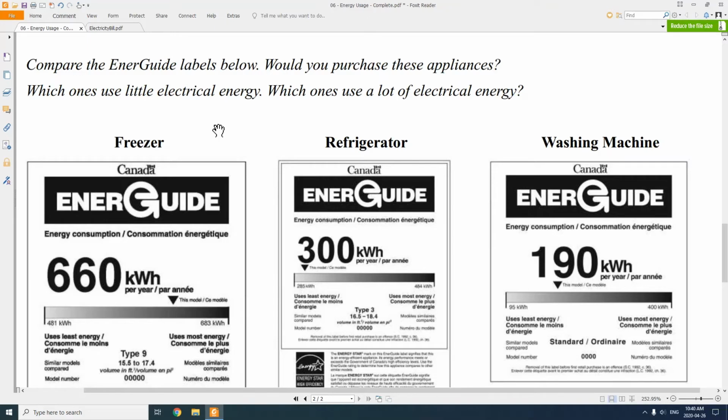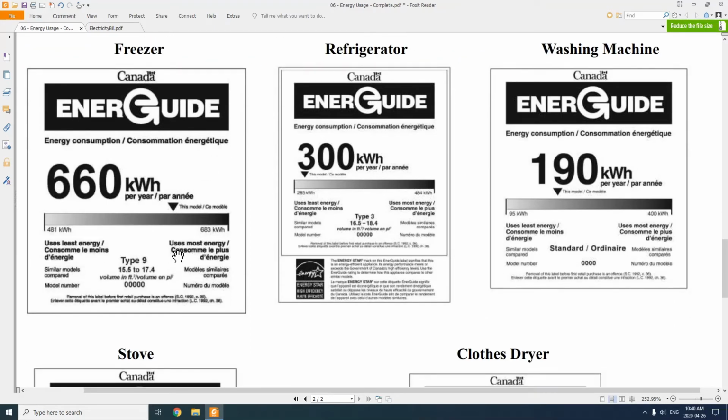All right, so hopefully you had a chance to look through the labels. Let's see here. So this one is for a freezer. Once again, it's 480, the lowest one was 481, the highest one was 683. Okay, this one is right about here at 660. So in this case, the power usage for that is quite high.